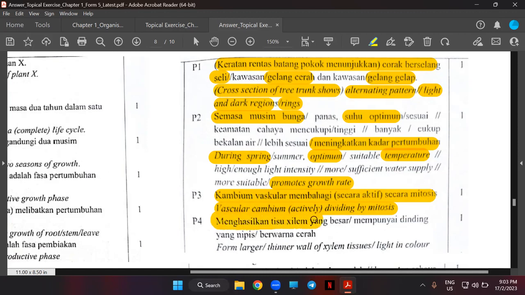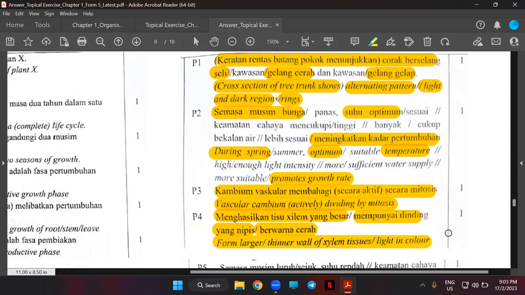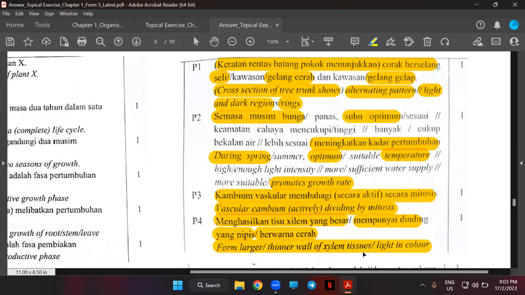Menghasilkan tisu xylem yang besar dan mempunyai dinding yang nipis dan berwarna cerah. Forms larger and thinner wall of xylem tissue, which is light in color. Saya gabung dua-dua jawapan itu. Forms larger or thinner wall of xylem tissue, which is lighter in color. So 1, 2, 3, 4 marks already. Copy first.